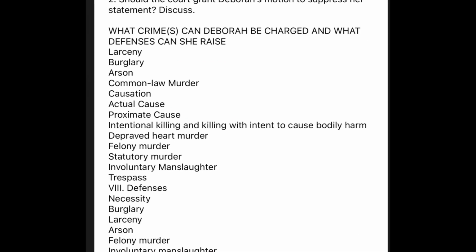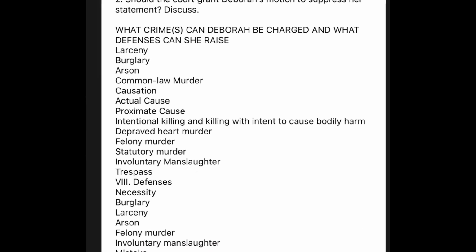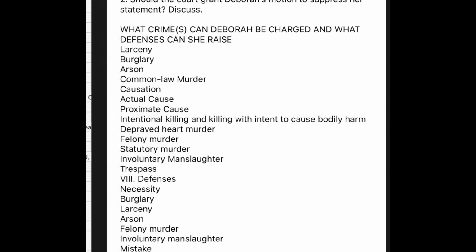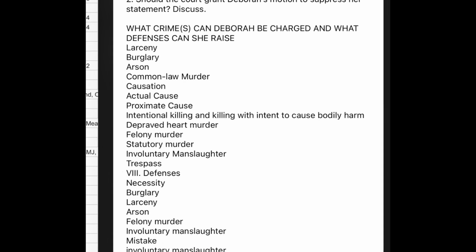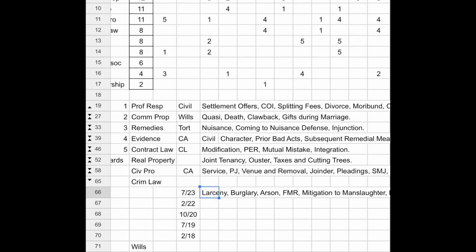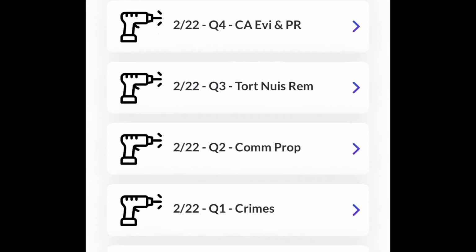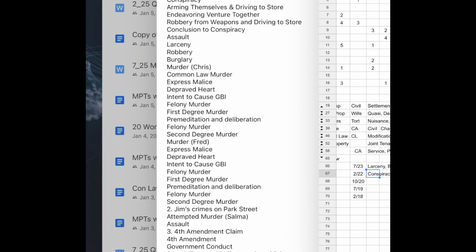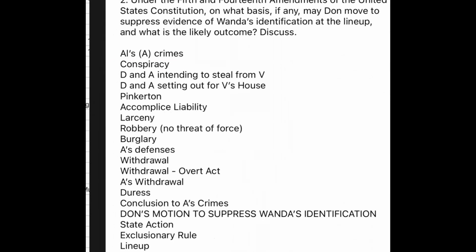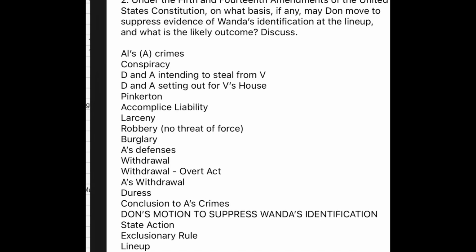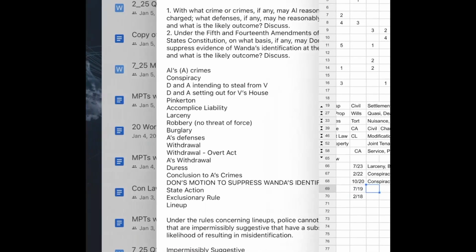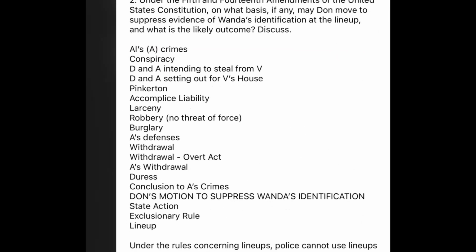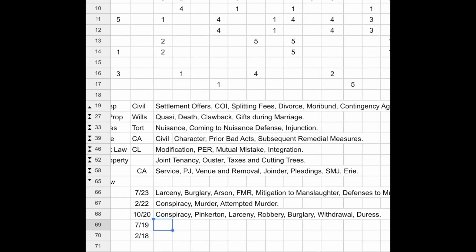So larceny, burglary, murder. So that means the felony murder rule. Okay. Larceny, burglary, arson, burglary. Basically, there's not really a defense to murder. Okay. So 2/22, very 2/22 crimes. We have conspiracy, murder, attempt. Okay. 10/20. Okay, we have conspiracy, Pinkerton, larceny, robbery, burglary. Pretty sure there's no withdrawal. That's a pretty big one. Withdrawal and duress.